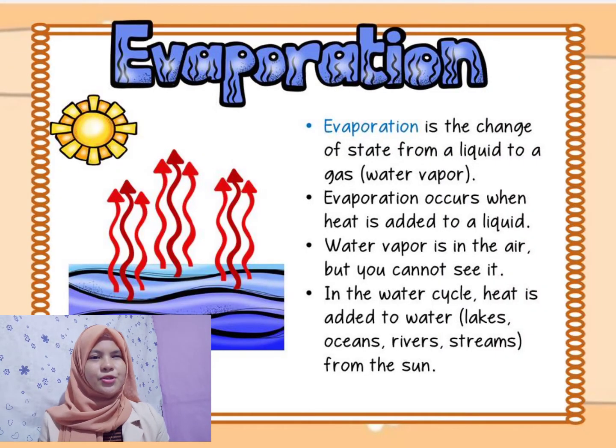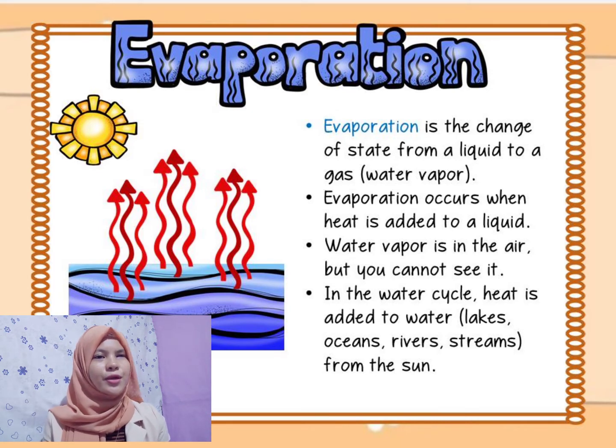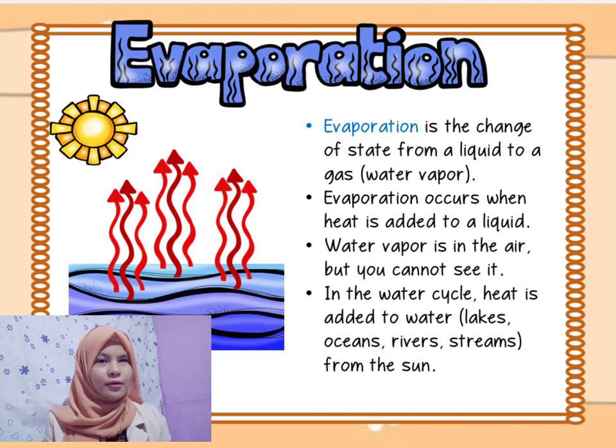The first stage of the water cycle, or the first procedure, is what we call evaporation. It's the change of state from a liquid to a gas. Evaporation occurs when heat is added to a liquid. Water vapor is in the air, but you cannot see it. In the water cycle, heat is added to water such as lakes, oceans, rivers, and streams.